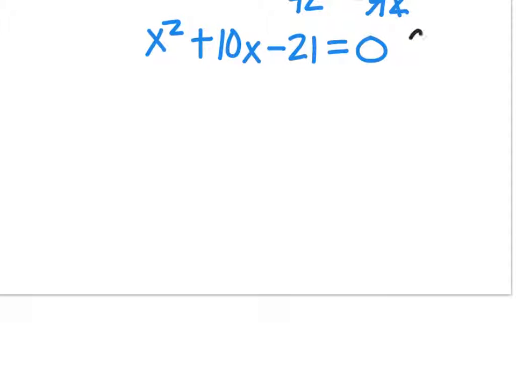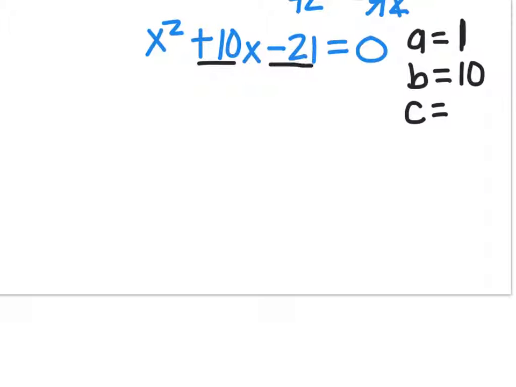So what I'm going to do is, okay, remember a is what's in front of the x squared. If there's nothing there, remember there's a 1. b is what's in front of the x, so it's a 10. And then I have c, okay, your constant, and that's right here, negative 21. I want to solve for x, so I'm going to choose to use the quadratic formula. So I'm going to go ahead and use it.